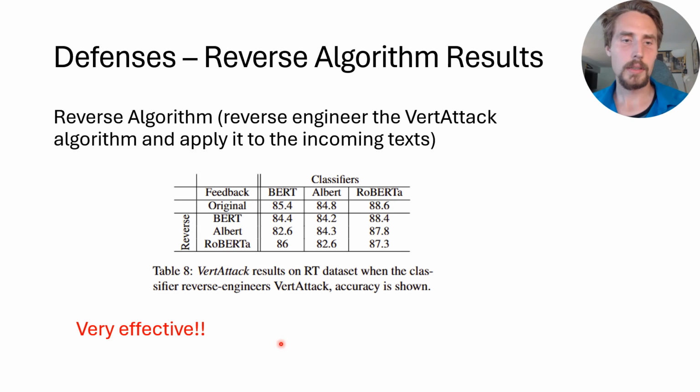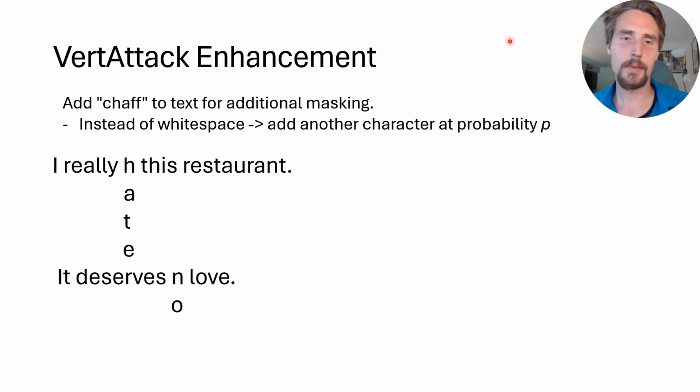It turns out when the algorithm knows exactly what VertAttack is doing and reverses it, it's able to do pretty well on getting the accuracies back up to their original accuracy levels. So we take VertAttack a step further and ask, well, how do we address this sort of defense? What might a logical next step be? And what we do is add in chaff to this text so that if the reverse algorithm tries to reverse it, it's going to have an even harder time finding the original words.